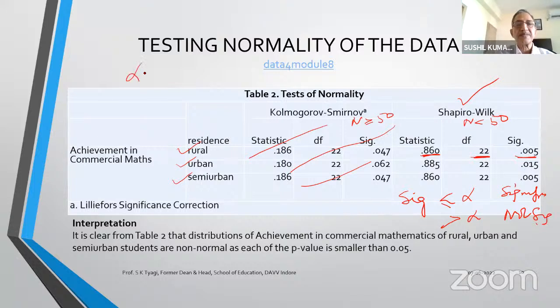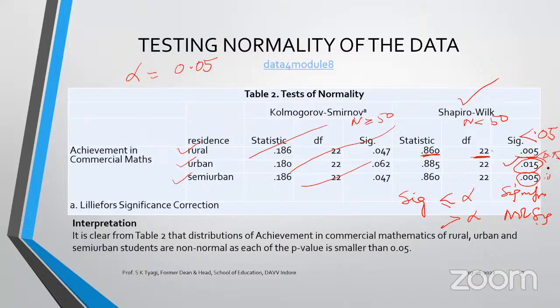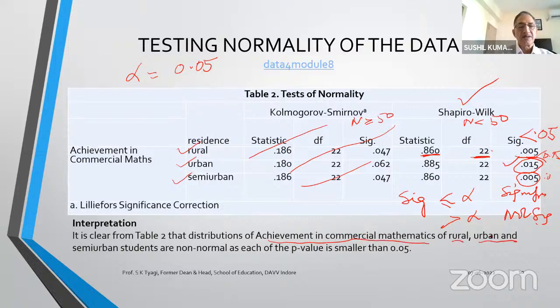So in this case, if your alpha significance level is 0.05, then because this value is less than alpha level of 0.05, therefore this is significant. Similarly, this is also less than 0.05. This is also significant. And this is also significant. All these three are significant. It is clear from table 2, the distribution of achievement in commercial mathematics of rural, urban, and semi-urban students are non-normal, as each of the p-values, this is also called p-value, probability of significance, is smaller than 0.05. Therefore, because whenever this is significant, H0 is rejected.